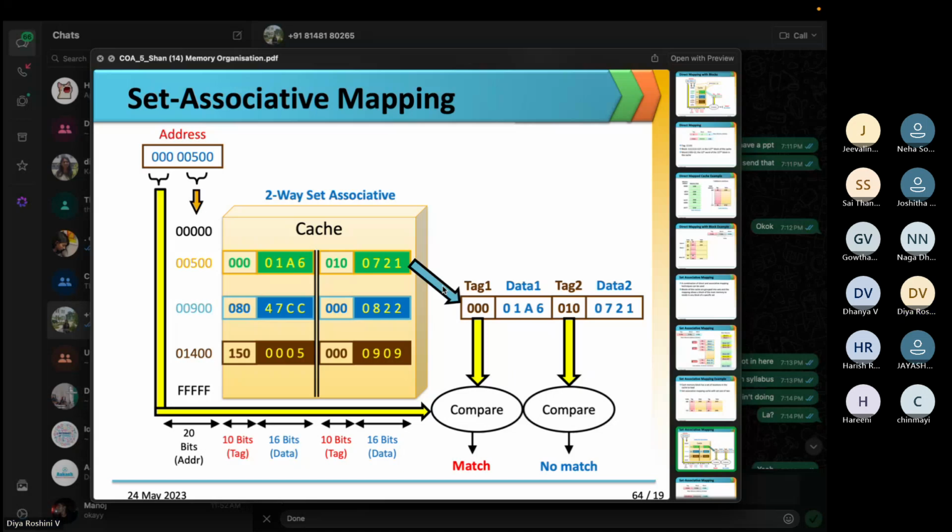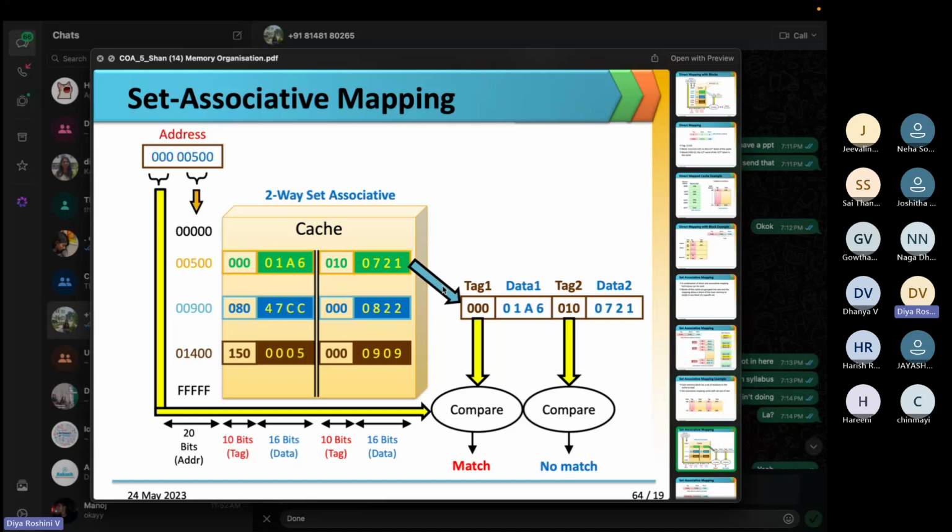Was this clear? Hey, why though? What is better here compared to what? Because you are increasing your chance of a hit. Before, in the 0th place we had the 0th block, 4th block, 8th block, 12th block, but only one of them, either the 0th block or the 4th block or the 12th block, not all. But when my set size is 2, I will find the 0th block and the 4th block in my 0th place.